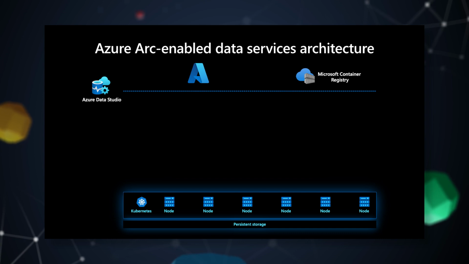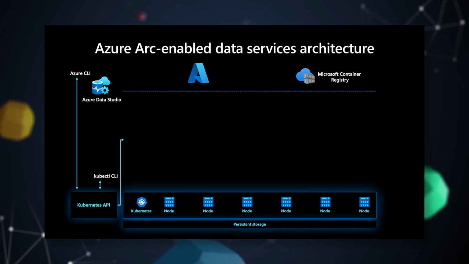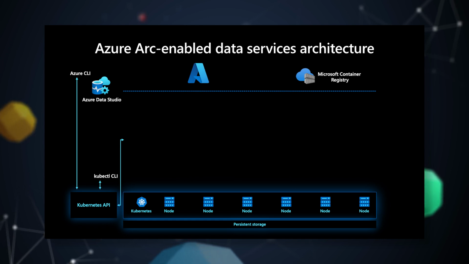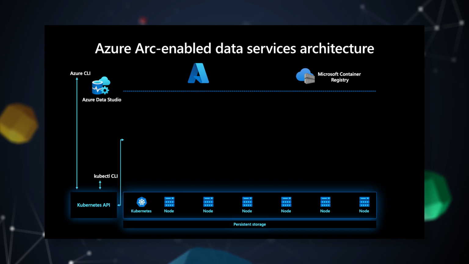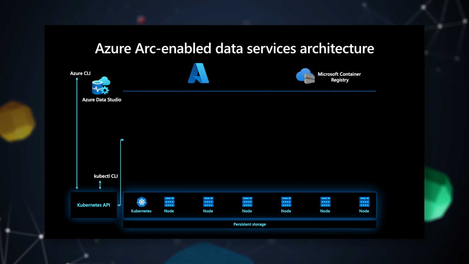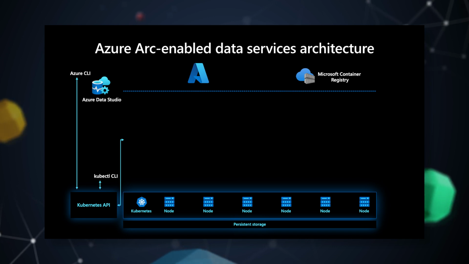So when you deploy Arc-enabled data services, you need to have a Kubernetes cluster. It can be, again, in your own data center, or it could be using a public cloud Kubernetes service like Azure Kubernetes Service or EKS in AWS. Doesn't really matter. There's a certain set of Kubernetes distributions that we officially test and support. And you can choose from any of those and deploy your Kubernetes cluster first.